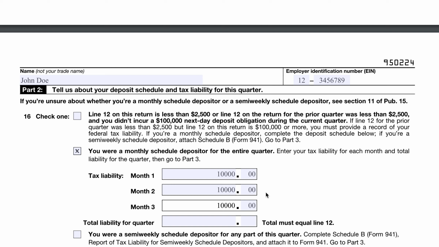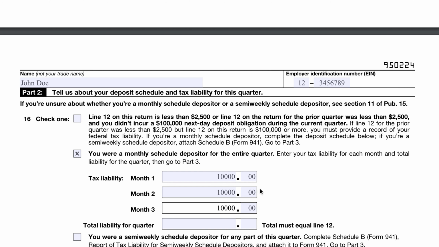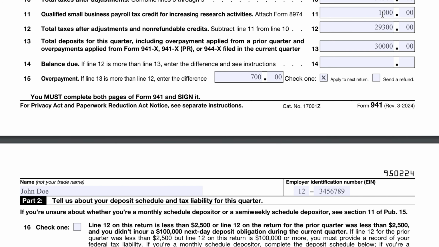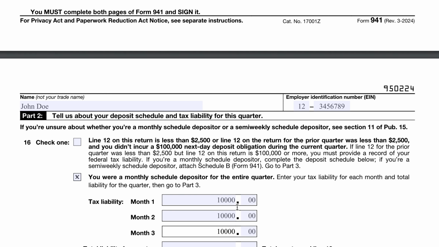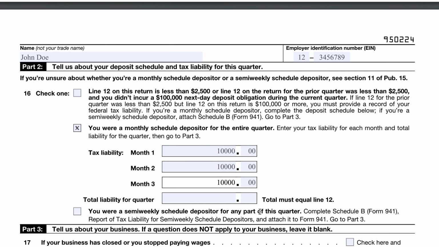So in this case, let's say that John Doe was a monthly scheduled depositor for the entire quarter. So he broke down his tax liability, which again was an estimated close to $30,000, but it ended up being just shy of that. So he paid $10,000 each month for the full quarter. So that's how we got to that $30,000.